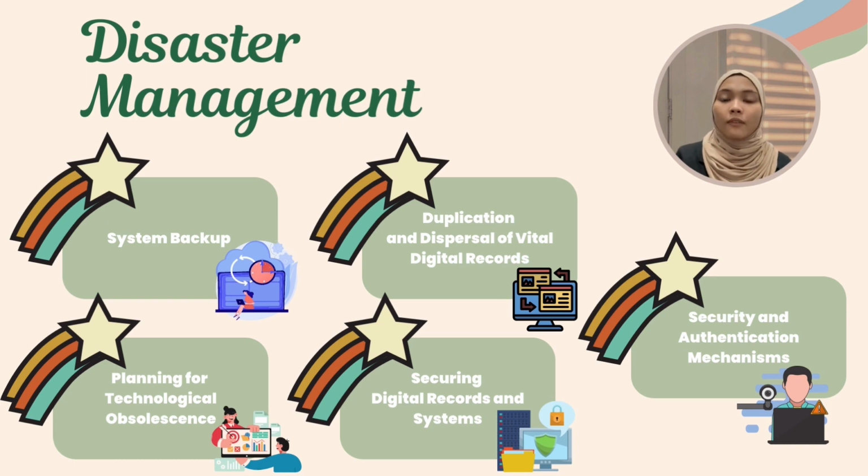The most effective way to safeguard critical digital records is to duplicate them and keep the duplicates in secure off-site storage. Thirdly is planning for technological obsolescence. Agencies must guarantee that the necessary technology is available to make a digital record usable and accessible.